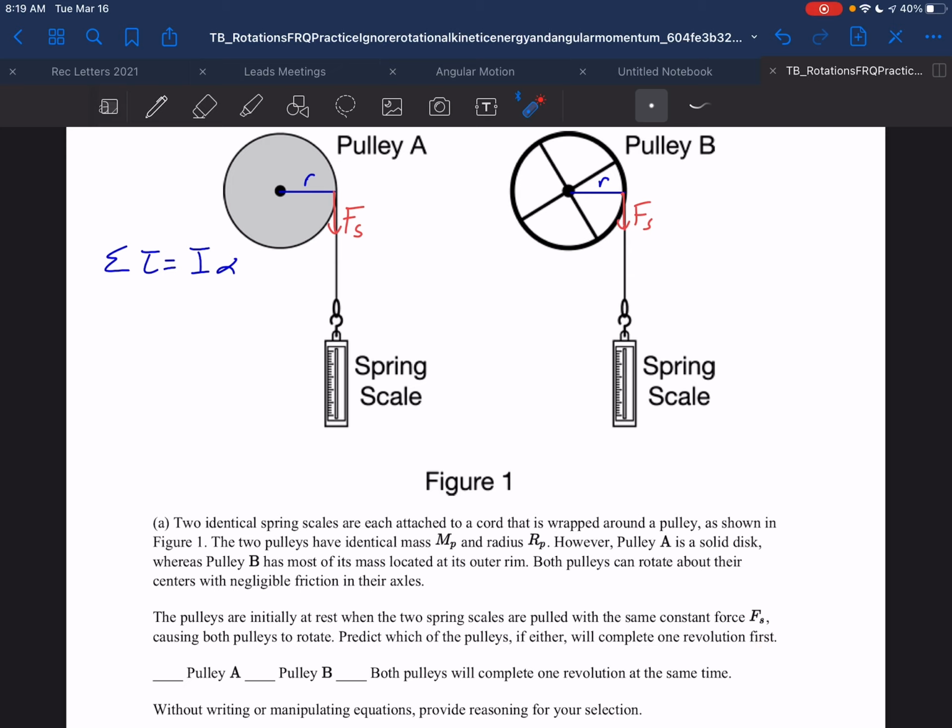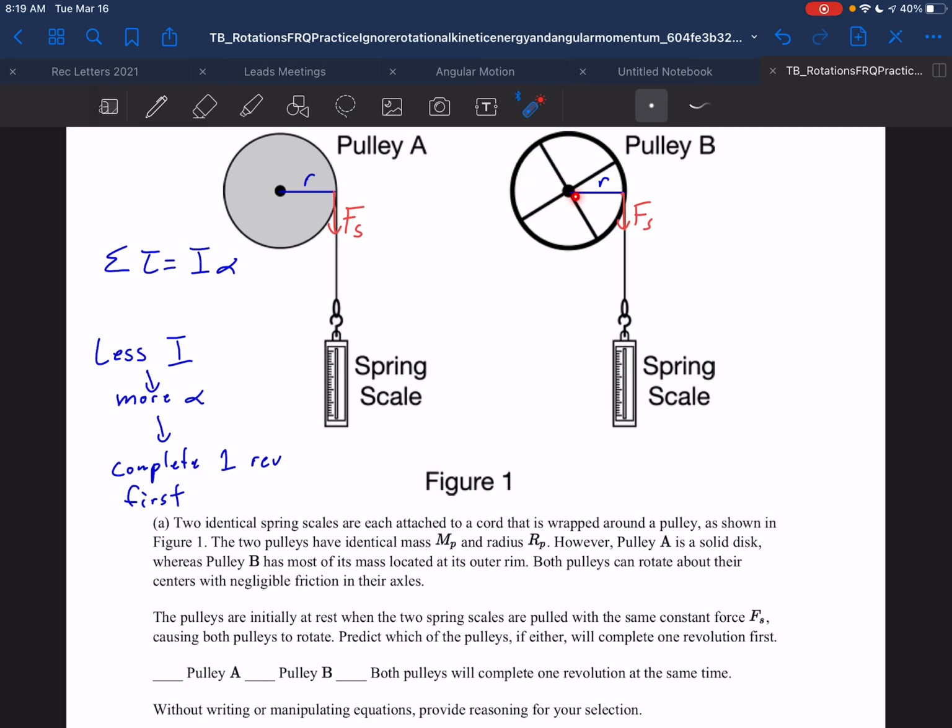And whichever one has less rotational inertia will have higher angular acceleration, right? So less I means more alpha, and more alpha means it will complete one revolution first. So we need to identify which of these has a greater rotational inertia.